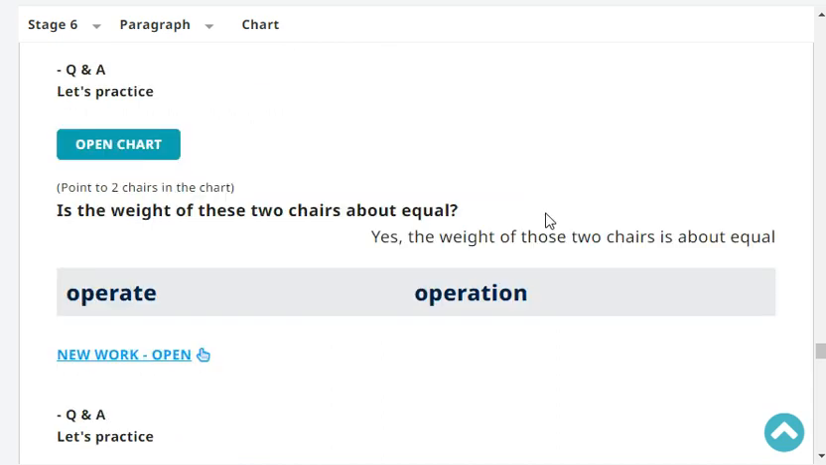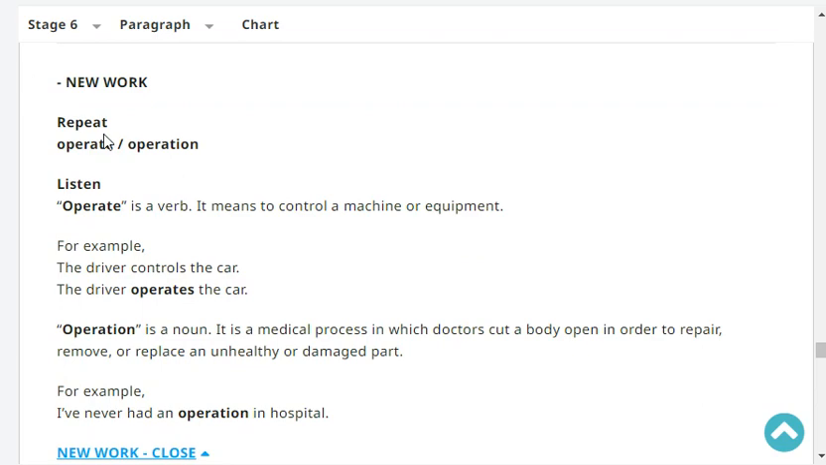Okay, let's practice. Is the weight of these two books about equal? Yes, the weight of those books is about equal. Very good. Next repeat. Operate. Operation.